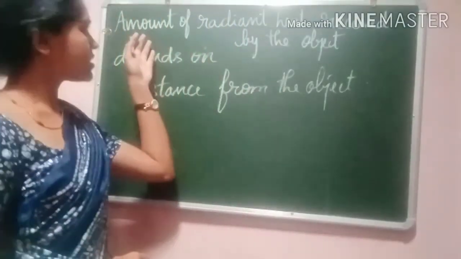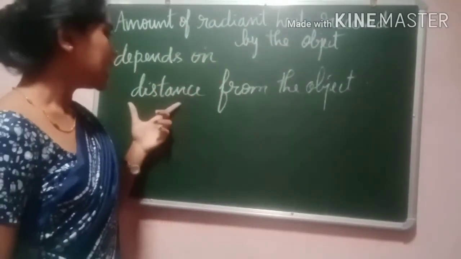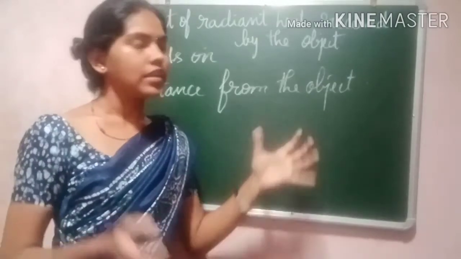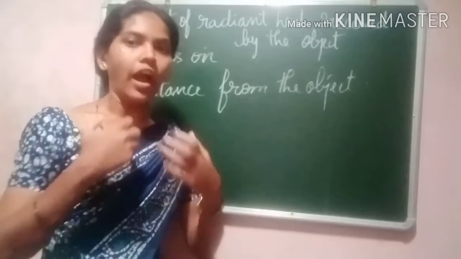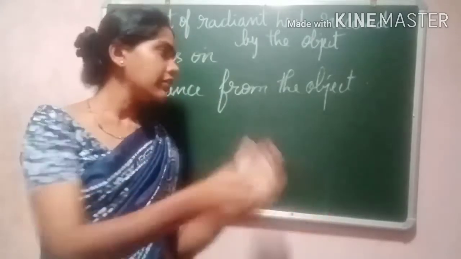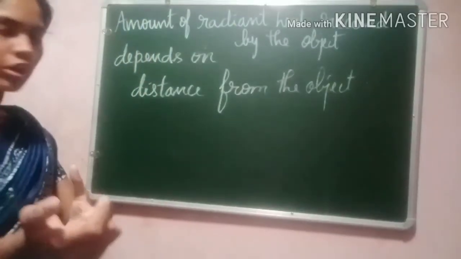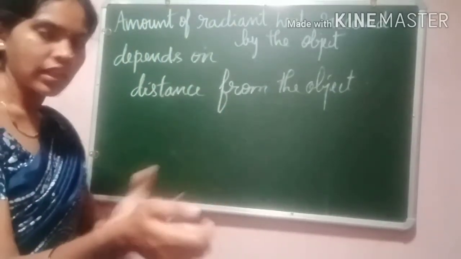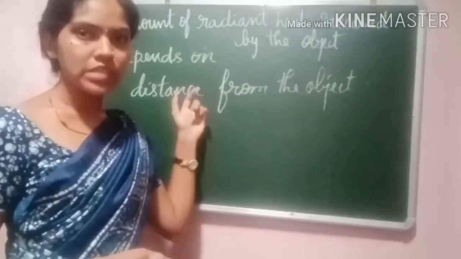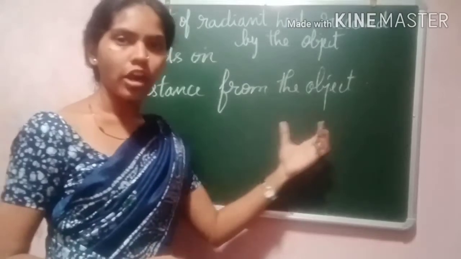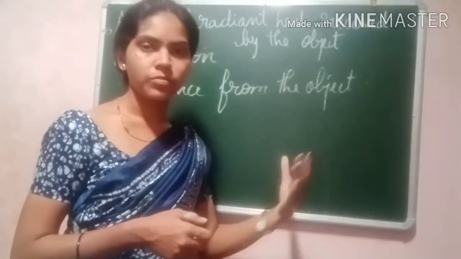Then the next concept, the amount of radiant heat received by the object depends on distance from the object. The amount of heat received by the object depends on how close it is to that object. If it is very close to the object, then it gets more heated. If it is far away from the object, it gets less heat energy. So, the amount of radiant heat received by the object depends on how close it is to that object. Got it?